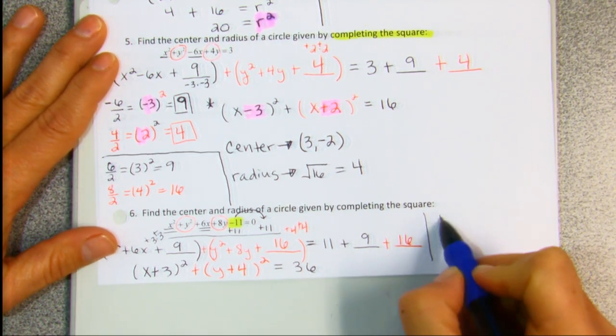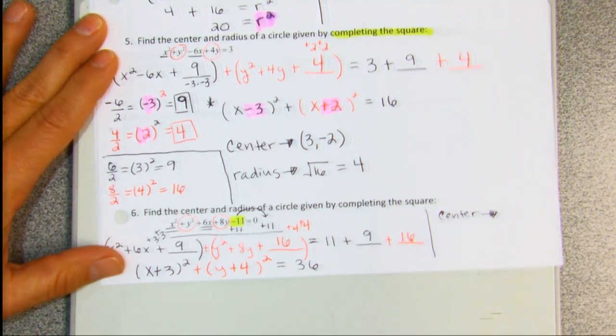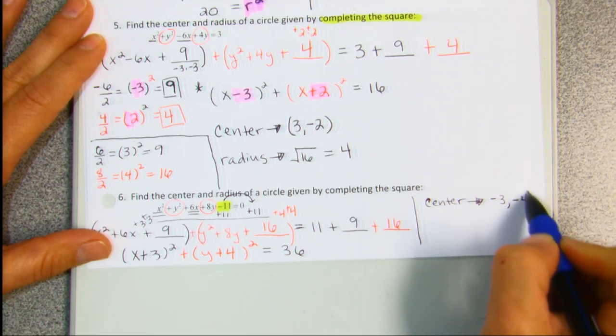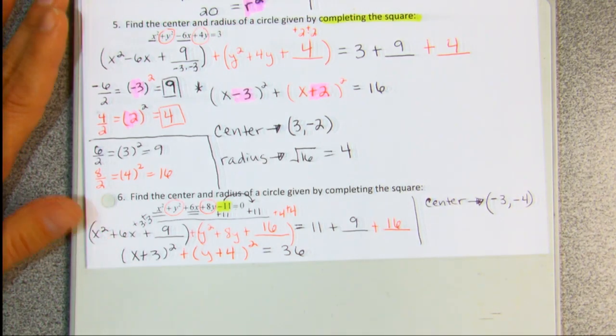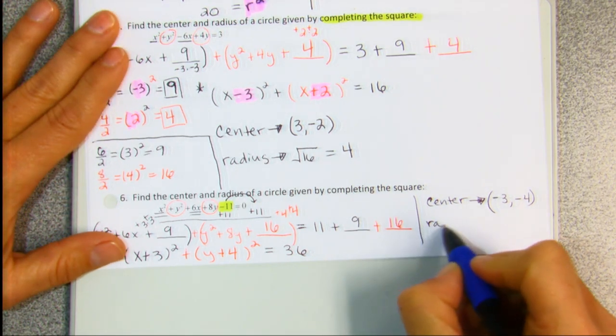So we have it in a good spot to say, what is my center? -3, -4. Right? -3, -4. So you take your opposite signs. And then what's my radius? 6.